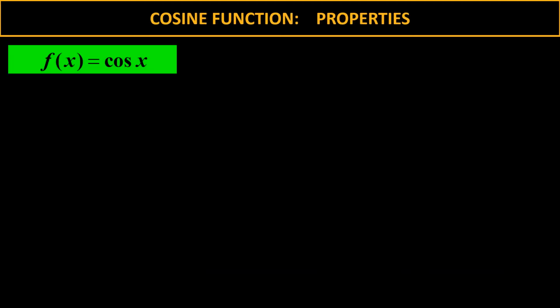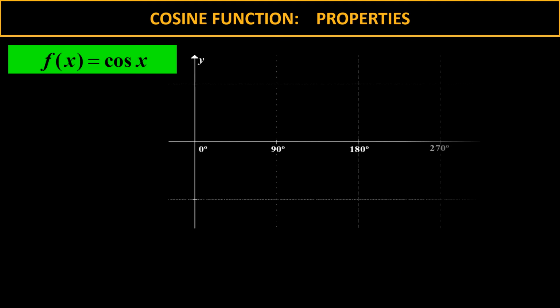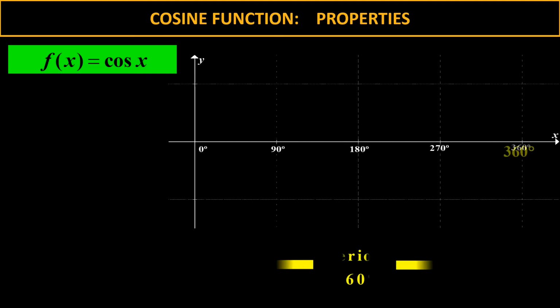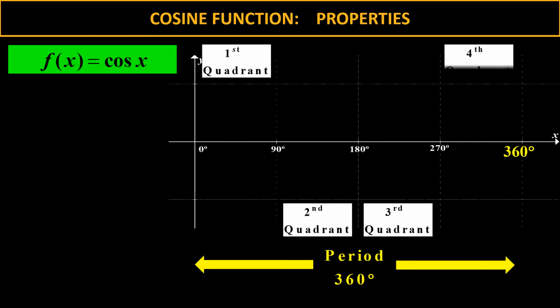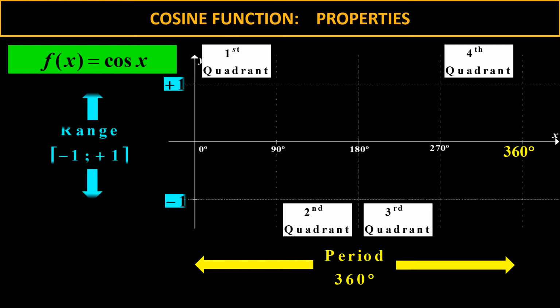Now let's look at the cosine function. Let's first of all have our axes there. The period for the cosine function is 360. First quadrant is positive, second quadrant is negative, third quadrant is negative, fourth quadrant is positive. The range for the cosine function again is between -1 and 1, -1 included, +1 included. The minimum value is -1 and the maximum value is +1.